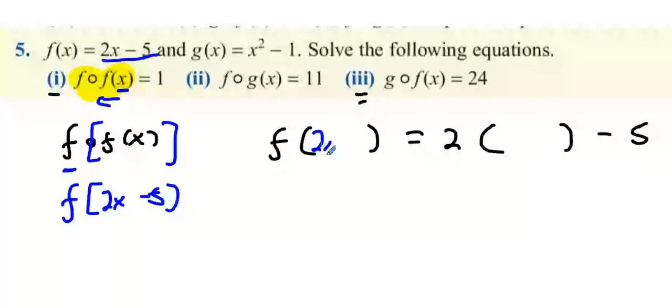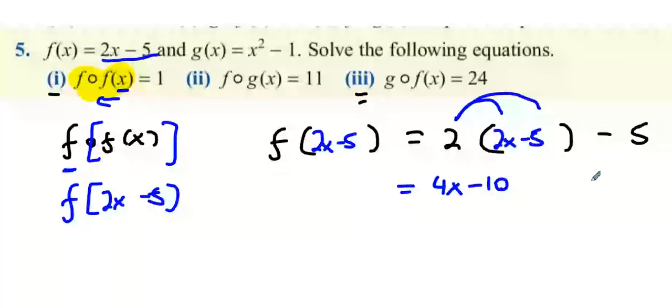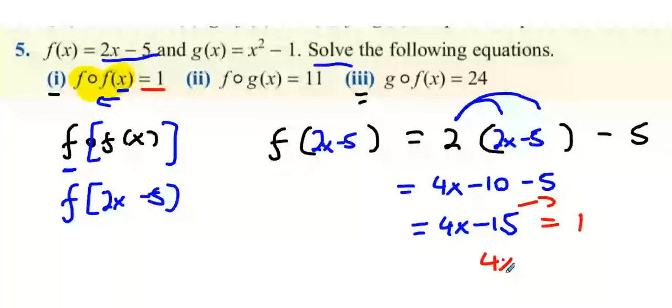And we know that f of 2x minus 5 is 2 times bracket 2x minus 5, and take away another 5. Then 2 times 2x is 4x. 2 times minus 5 is minus 10, and there's still a minus 5 there, so we get 4x minus 15. However, the question specifies that your answer equals 1. That means you bring the 15 to the other side and you get 4x equals 1 plus 15, which is 16. 4x equals 16. Divide 16 by 4 and you get x equals 4.